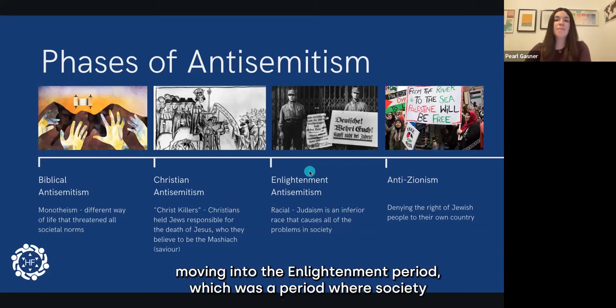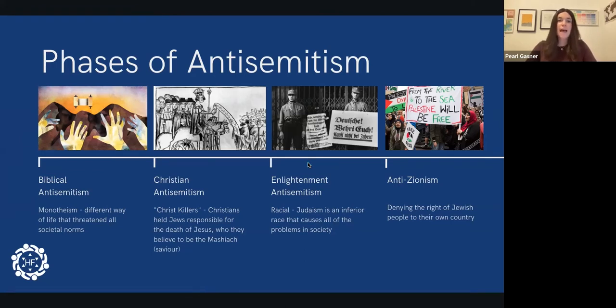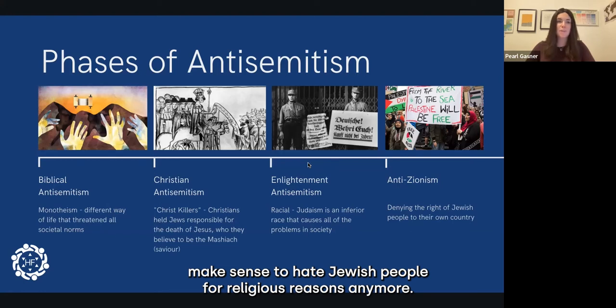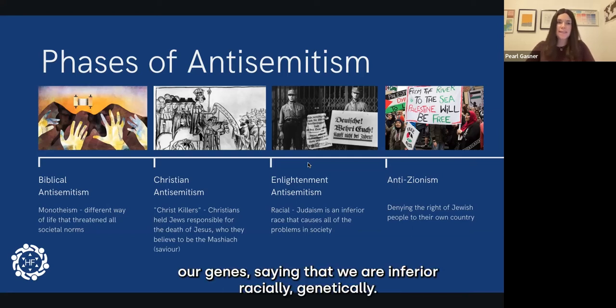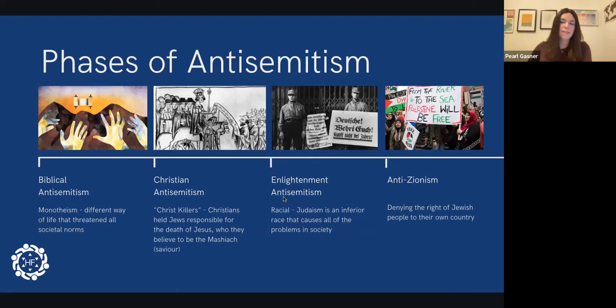Then, moving into the Enlightenment period, a time when society in general was moving away from religion and more towards logic, science, rationality and reason, it didn't make sense to hate Jewish people for religious reasons anymore. So the reason changed and became about our race and our genes, saying that we are racially and genetically inferior. This is the phase of anti-Semitism that led to the Holocaust.